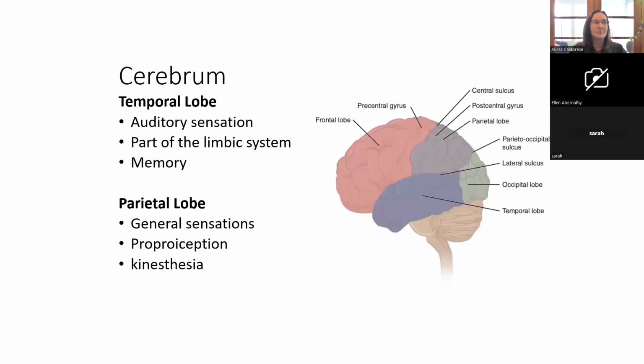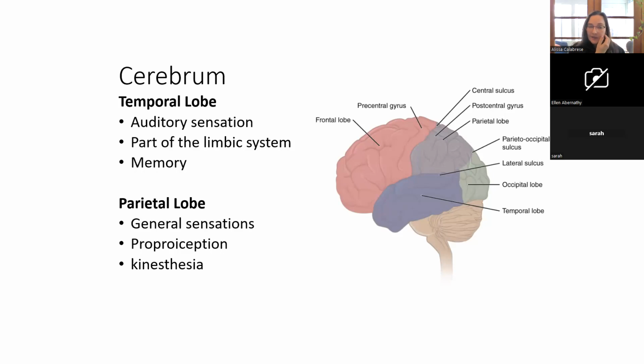So temporal lobe, you can think about it as sitting right behind your ear. So the temporal lobe has a lot to do with auditory processing, so processing the senses coming in from your ear. Part of your limbic system is there as well. So limbic system being in charge of emotions and emotional memories. And then memory in general. We find a lot of that stored in the temporal lobe.